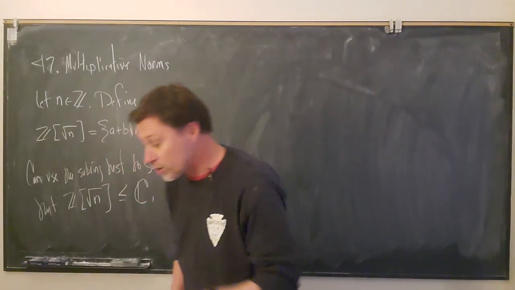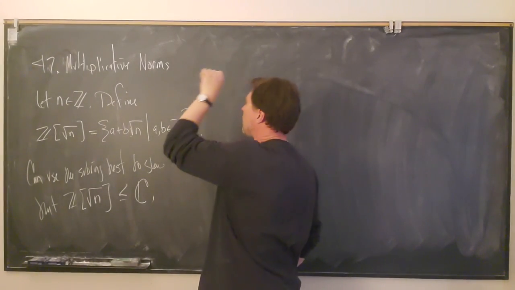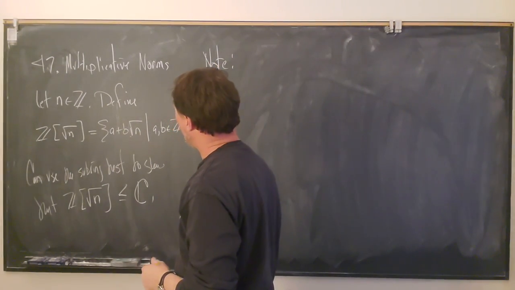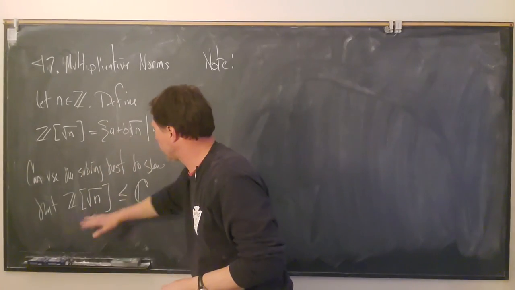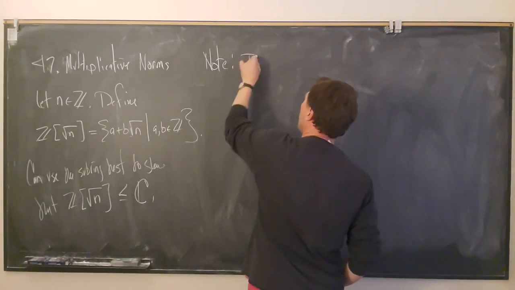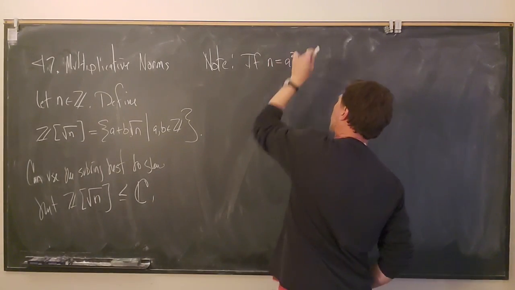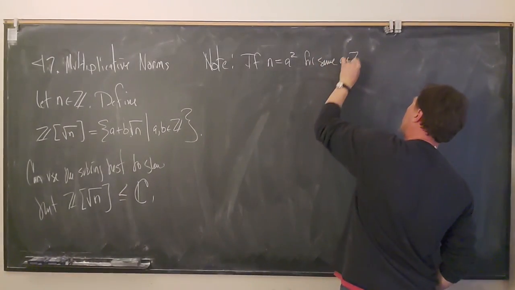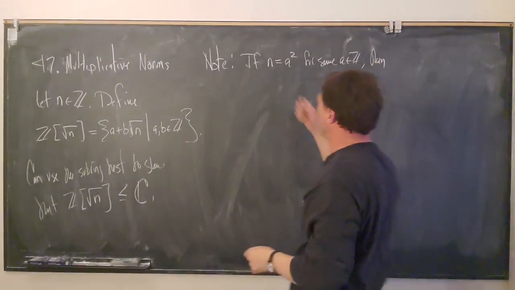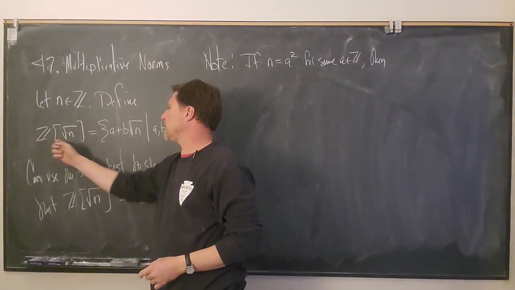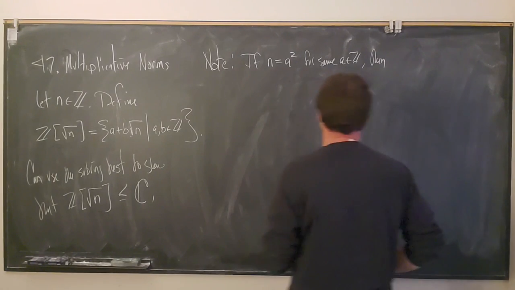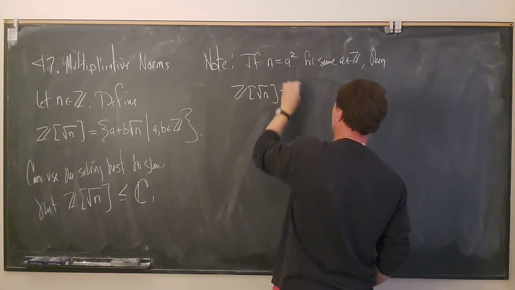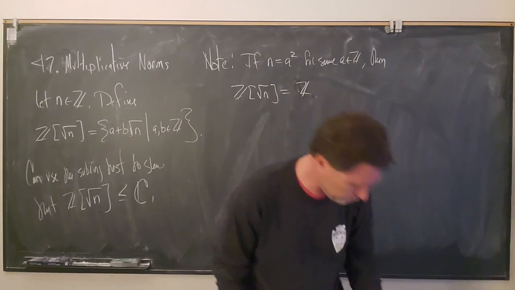Oh, I was about to say there are some observations here. A few observations, just thinking about this ring right here. If n is a perfect square, n equals a squared for some a in Z, then if you put a squared in here, what you're going to get is Z bracket some integer. So Z bracket square root of n is just the integers.